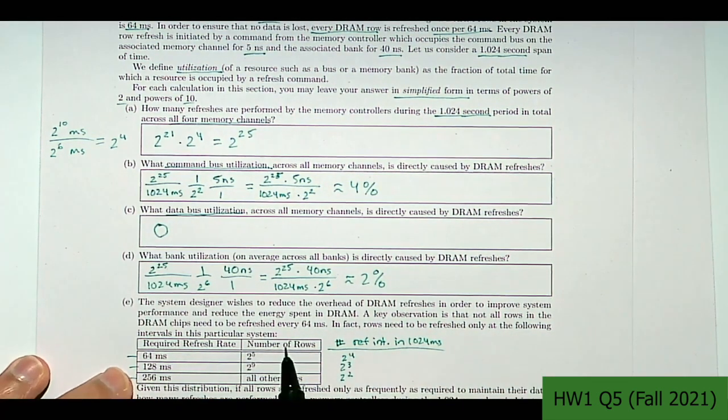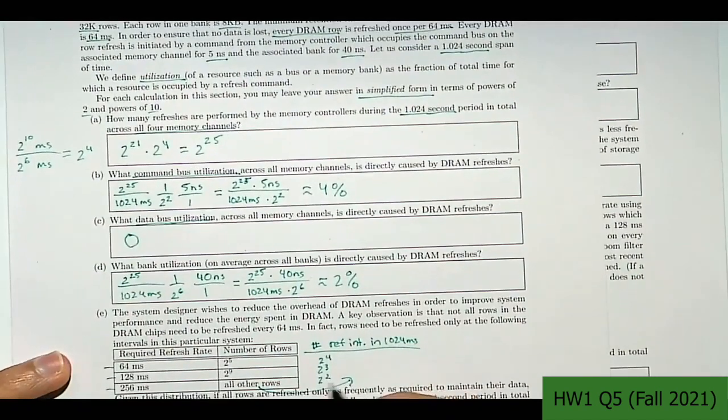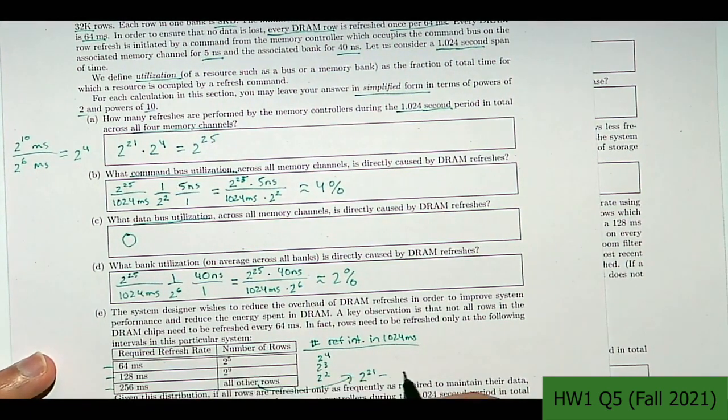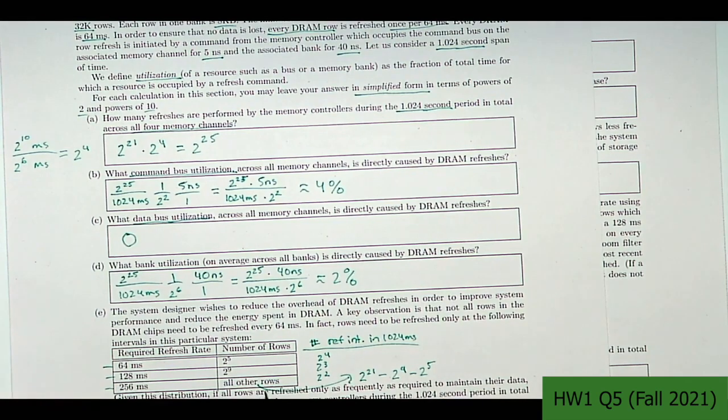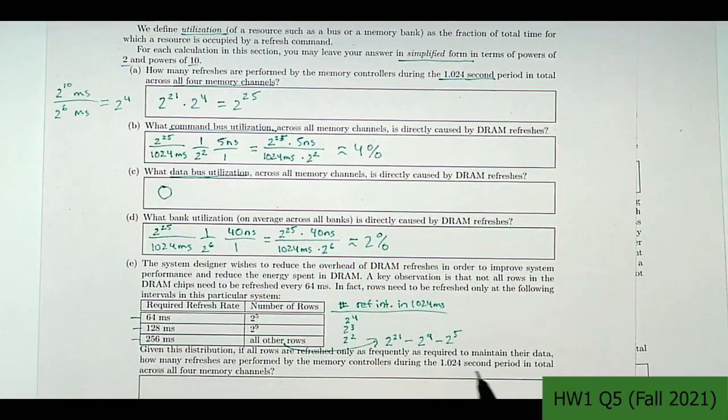And then the number of rows that are refreshed in each period: we have 2 to the 5, 2 to the 9, and then all other rows. To figure out what that value is, we know the total number of rows in the system was 2 to the 21. So we can simply write this as 2 to the 21 minus the rows that are specified, so minus 2 to the 9, minus 2 to the 5. Now we have all these quantities, and figuring out how many refreshes are necessary during this period is just multiplying those values through.